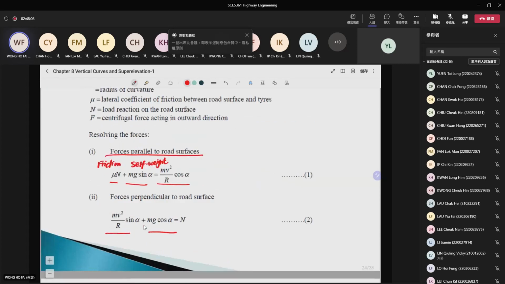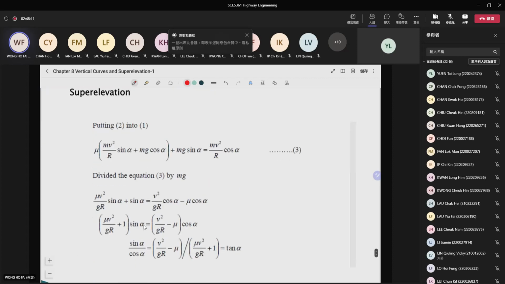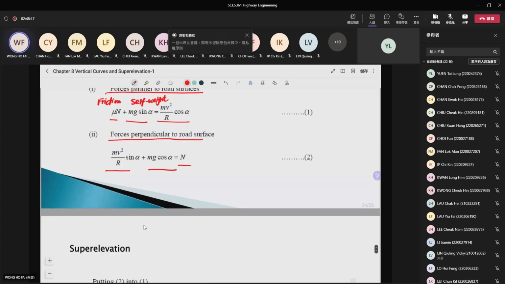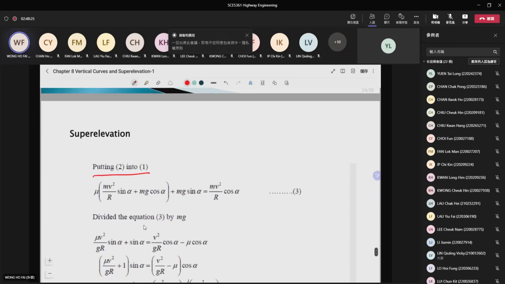You have 1 and then 2. One is parallel to the road surface, and the other one is perpendicular to the road surface. And then just substitute 2 into 1. Actually, right here, you have n here. Just substitute n into this equation. Then just substitute the whole n here. And then you divide the whole equation by mg. So you divide by mg here, mg here, and then mg here.